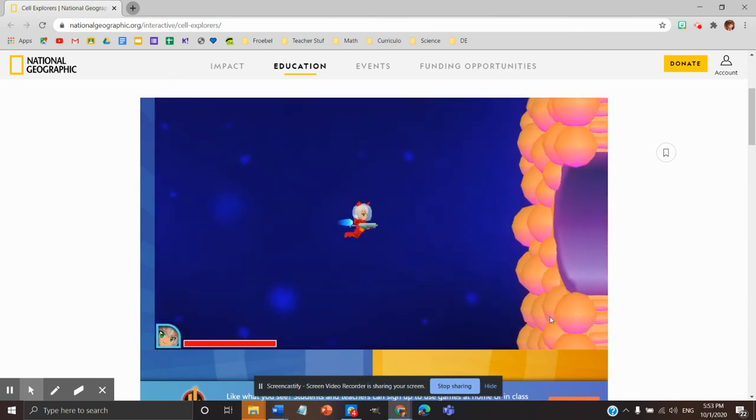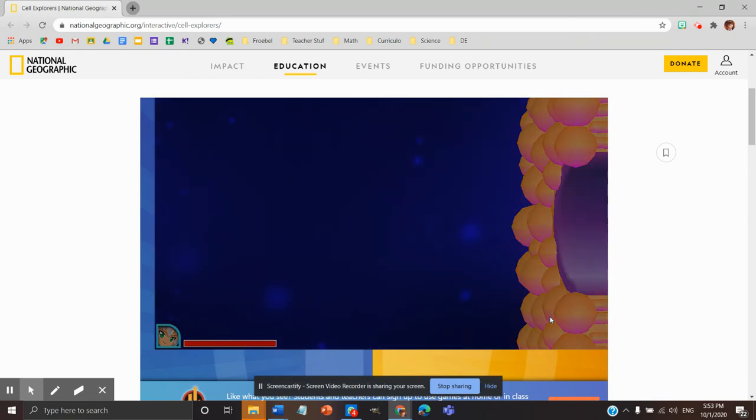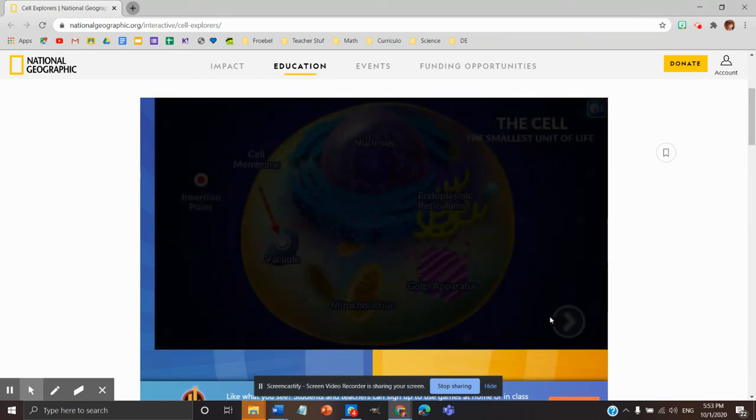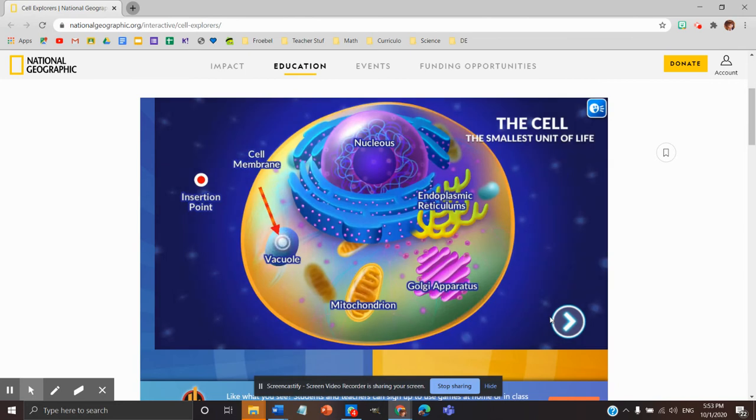So again, this is just gonna take you through different parts of the cell. I think you have unlimited lives. If you die, you can continue, but just in case. As you can see, those are the parts that we're gonna be seeing in the cells. We already went through the cell membrane. Now we're gonna go to the vacuole, then to the mitochondrion, then to the Golgi apparatus, then to the endoplasmic reticulums, and then we're gonna be on the nucleus. So we're gonna be going through all those spaces to get the antivirus.